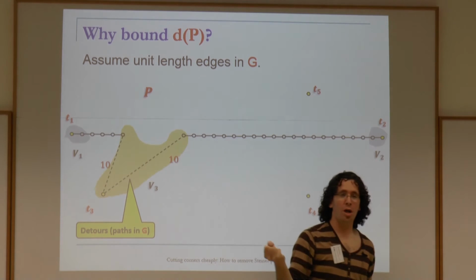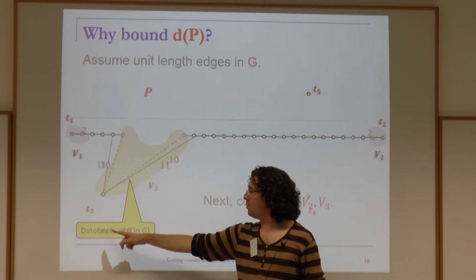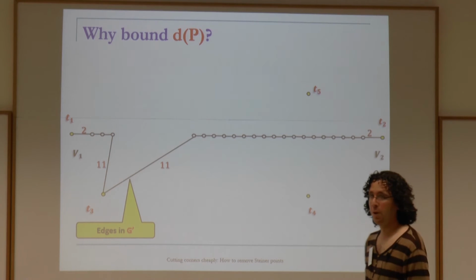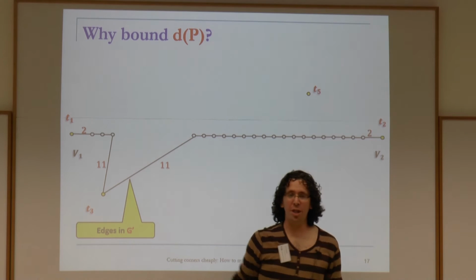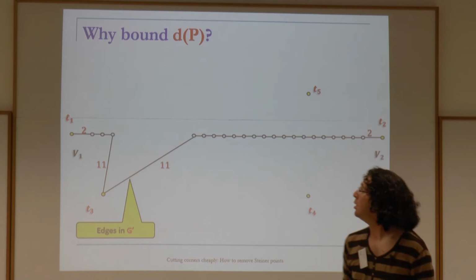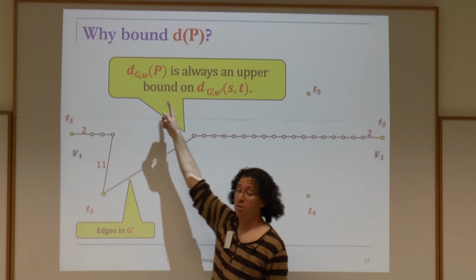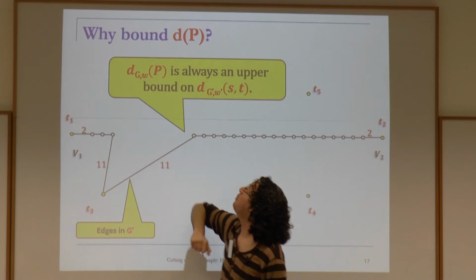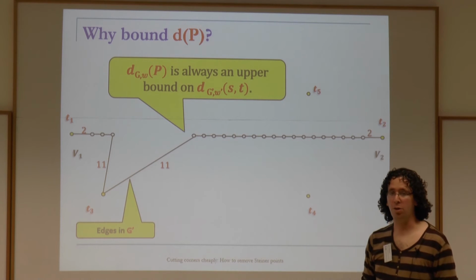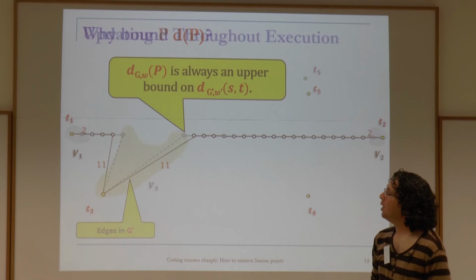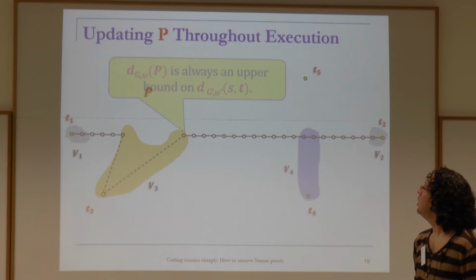What happens when I contract the clusters? The detours in G become edges in G prime. So if I bound the length of the detour, I bound the new distance. So the length of P, the updated path that I keep, is always an upper bound on the distance between terminals in the minor that I construct. So this is why I want to keep it small.